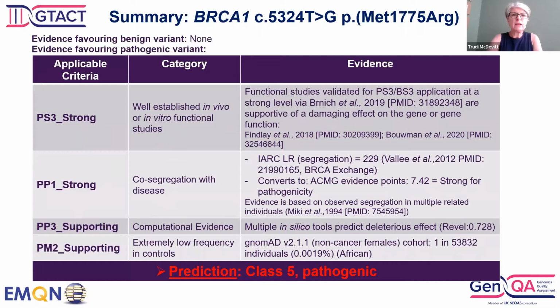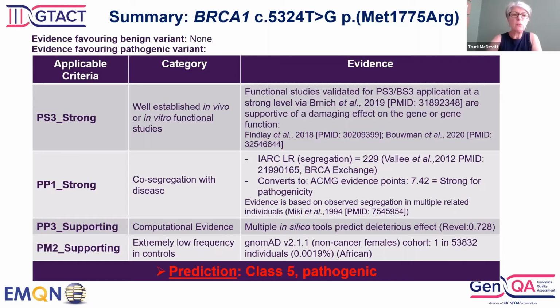So we didn't report any evidence favouring benignity, and the evidence that we agreed to be applied for pathogenicity is as indicated in this table. So starting with PS3 at a strong level, this is functional evidence, and we based it on 2 functional studies that have been validated using the BRCA1 assessment, validated for use with PS3 at a strong level. So that's Findlay et al. and Bowman et al. So we could apply PS3 strong to this variant.